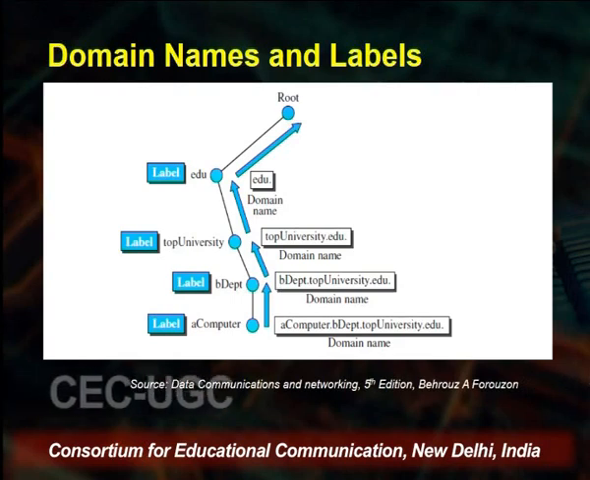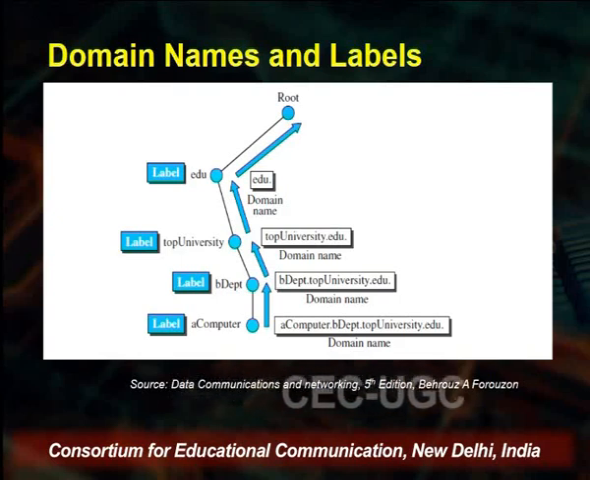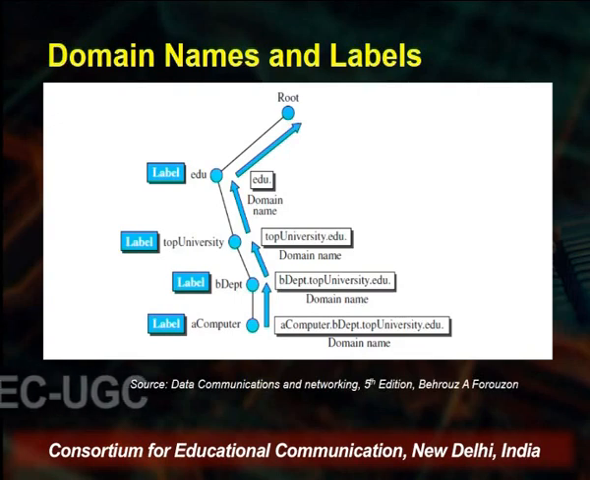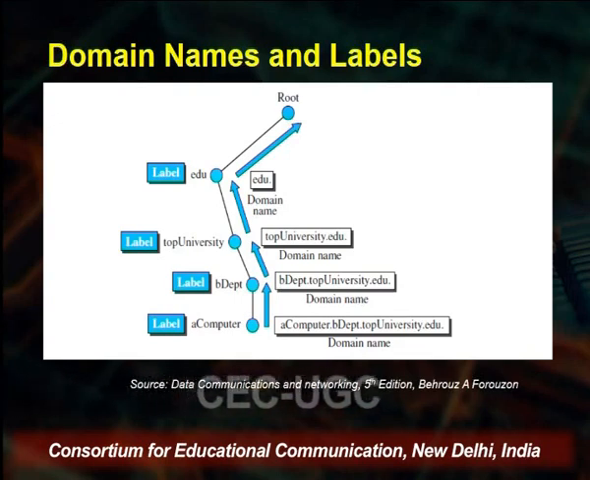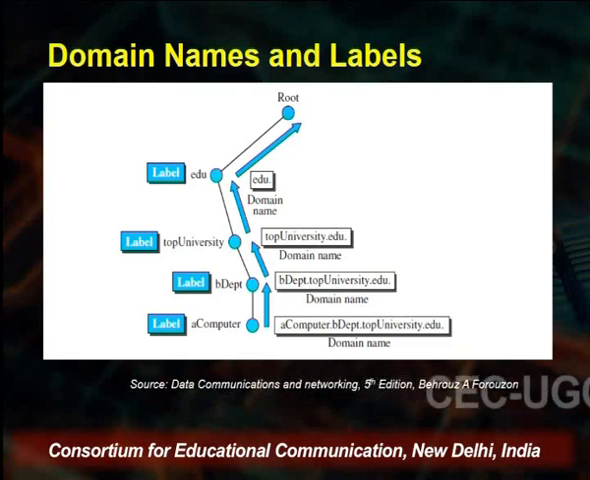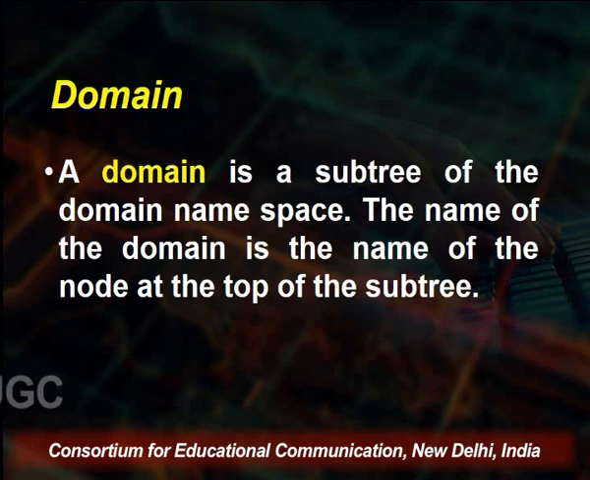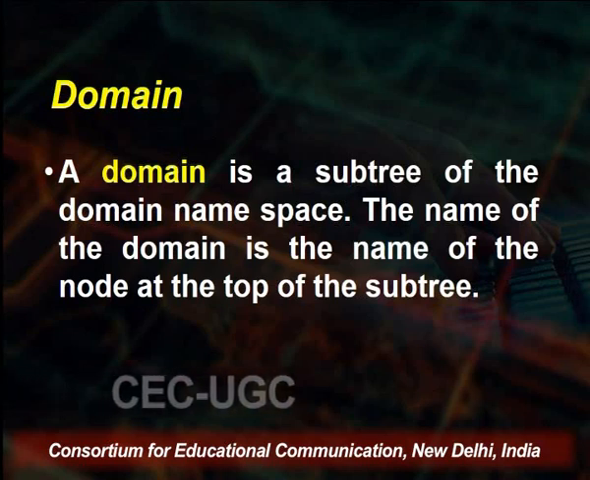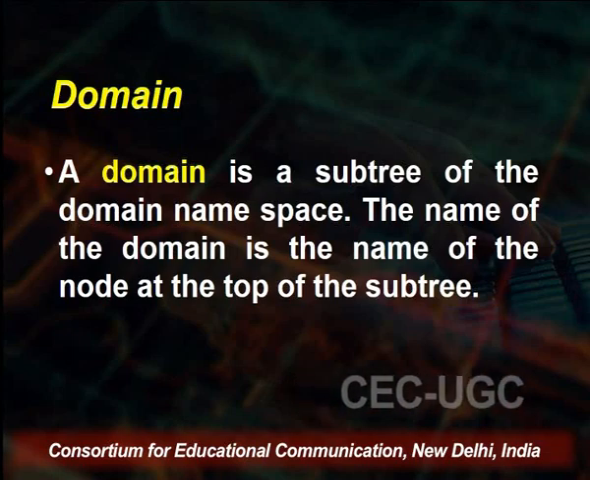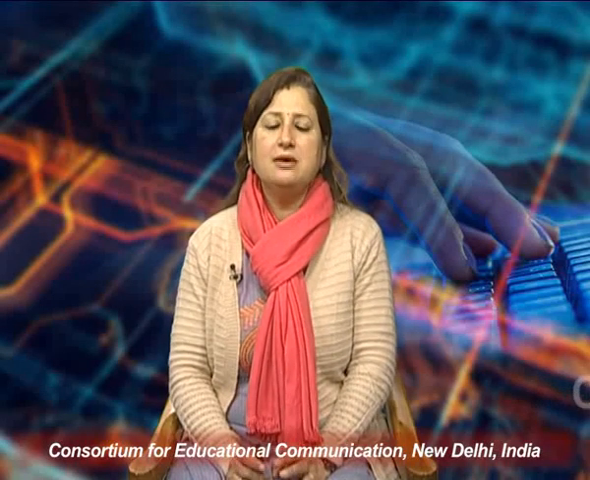Now the important point to remember here is that this is a fully qualified domain name, and the children of the same node will always have different labels, they will have different identifiers. Now what is a domain? A domain is basically a subtree of the domain name space. So from the entire domain name space, if we look at a particular component of the domain subtree, then it is known as a domain. The name of the domain is the name of the node at the top of the subtree.